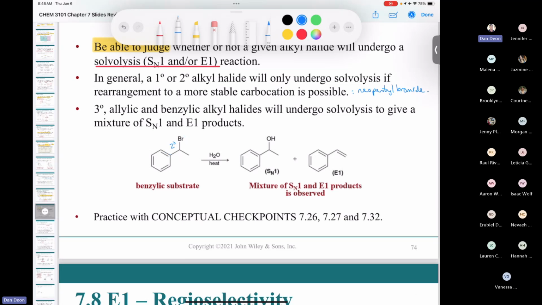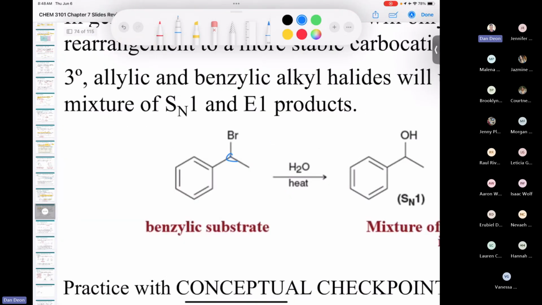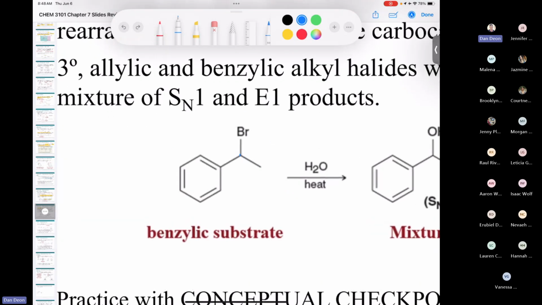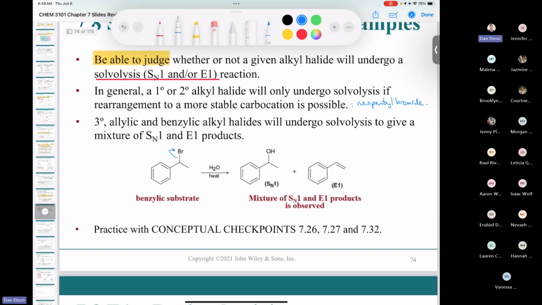okay, well, this is secondary, so no SN1 and E1. Whoa, whoa, whoa. This is a benzylic position, right? The carbon attached directly to the aromatic ring. That's benzylic. So if I draw a curved arrow showing that leaving group leaving, that blue curved arrow is not a heresy, okay? I'm not going to get arrested for that curved arrow.